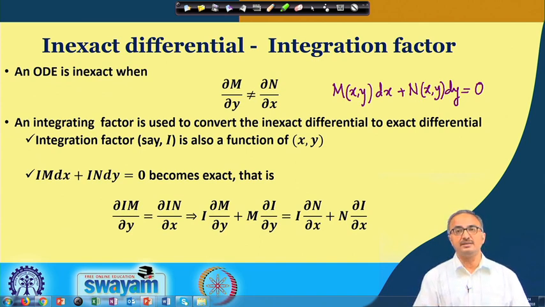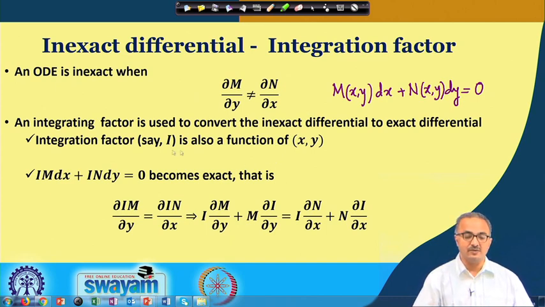Okay? But in many cases, like in case of work, in case of heat transfer, etc., we find that the particular variable is not a state function but is a path function. So, in that case we shall have this kind of situation where we find that ∂M/∂y is not equal to ∂N/∂x. So, in that case how do we go about solving this kind of problem?